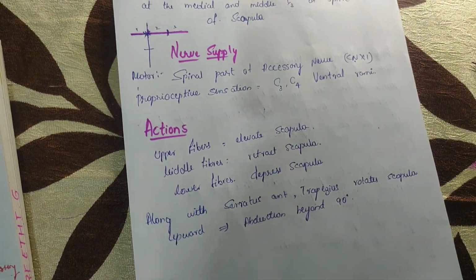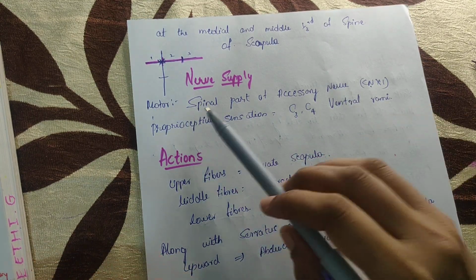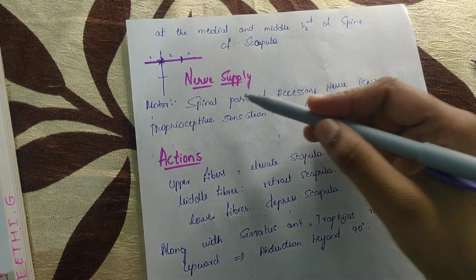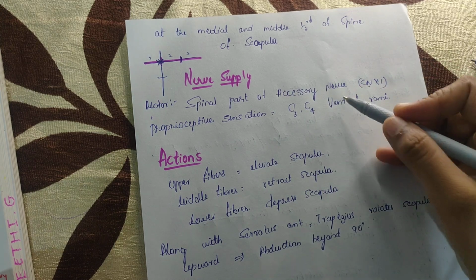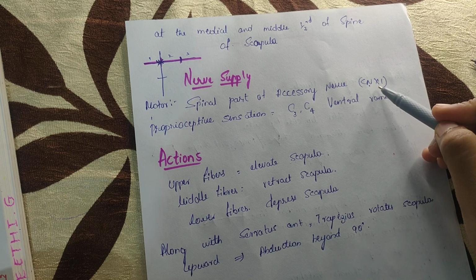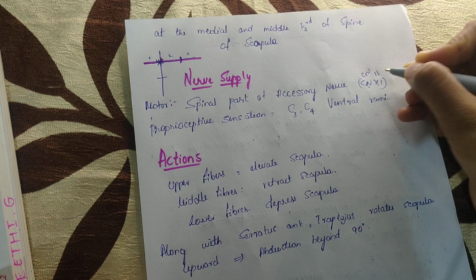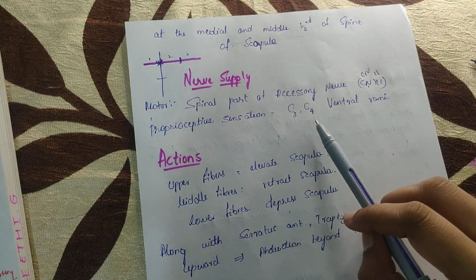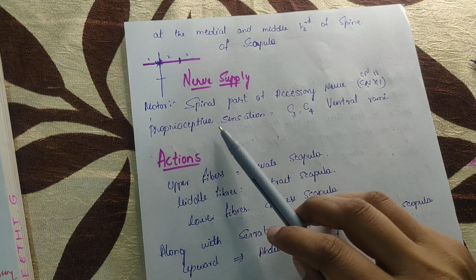Now, the supply. The motor supply, for movement, is the spinal part of the spinal accessory nerve. The accessory nerve has a spinal part and a cranial part. The cranial part enters the brain and supplies the meningeal layer, but the spinal part supplies the trapezius muscle. That is cranial nerve number 11. For proprioception sensation, the ventral rami of C3 and C4 supply it.